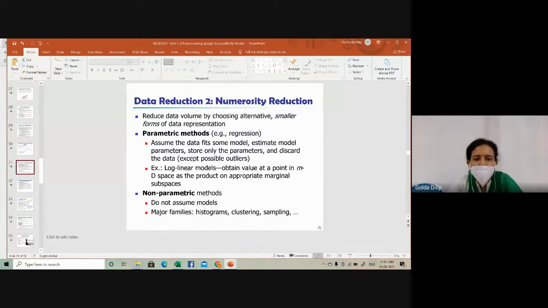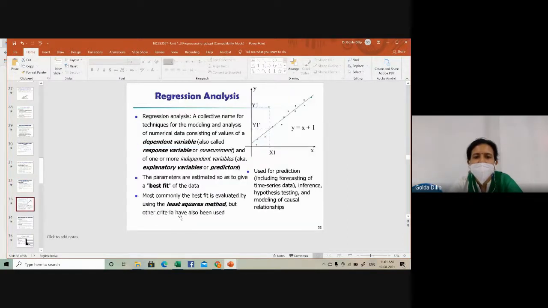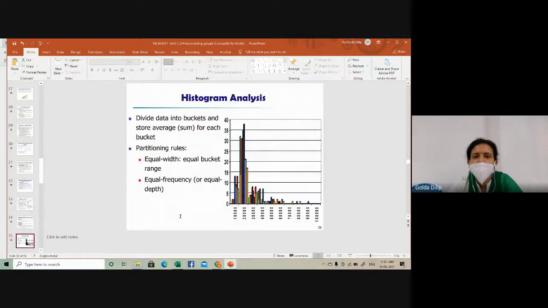Then you have what is called the non-parametric models. You have the histogram analysis, clustering, and sampling. Okay, so for histogram analysis, you can see here we had already discussed histograms, what a histogram says and how the histogram shows you the outlier data and other things.